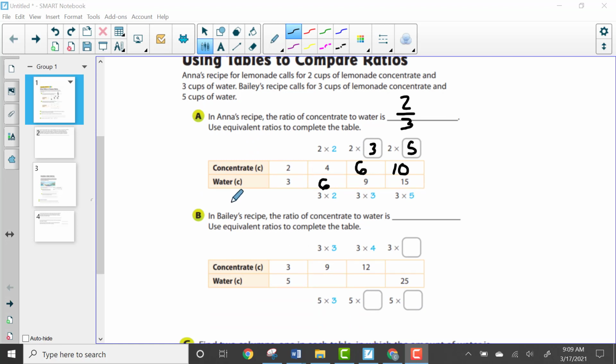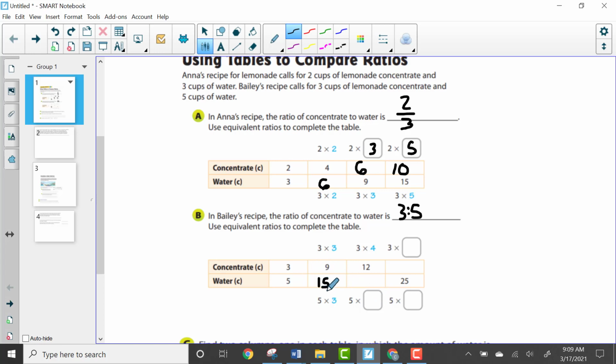Now the next one says in Bailey's recipe, the ratio of concentrate to water is 3 to 5. We can even write it this way. Remember, the terms have to be in the correct order here. So we have the concentrate to water ratio 3 to 5. So concentrate 3, and then we go all the way to 9 cups. So what happened to this term of 3? Multiplied it by 3 gave you 9. Therefore, we need to multiply that 5 by 3, and that's going to give us 15.